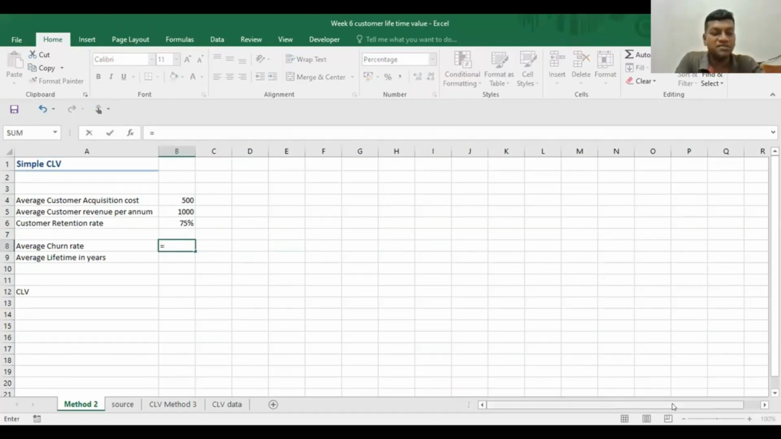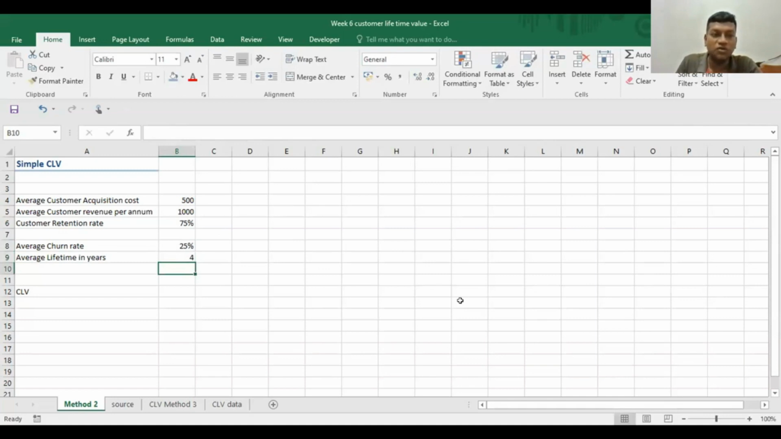1 minus customer retention rate. That is, if you're only able to retain 75% of the people, you're losing 25% of the people. That is the idea. So 1 minus customer retention rate will give you the churn rate. If you are losing at 25% per year, your average lifetime is 1 divided by this, and that is going to be 4 years.